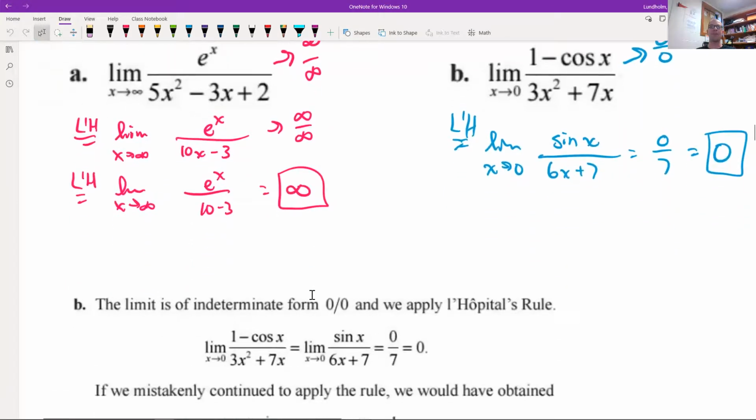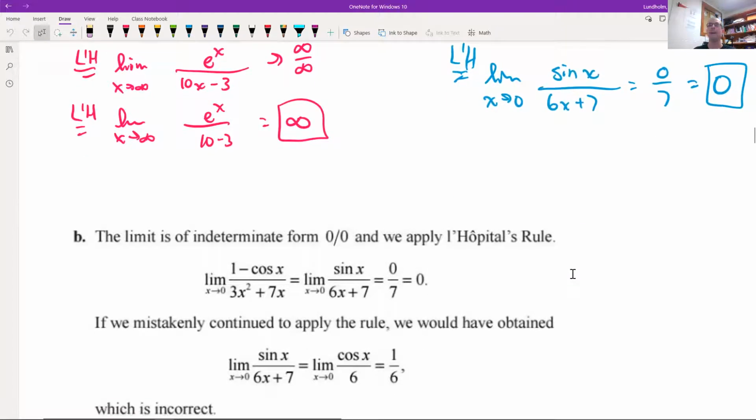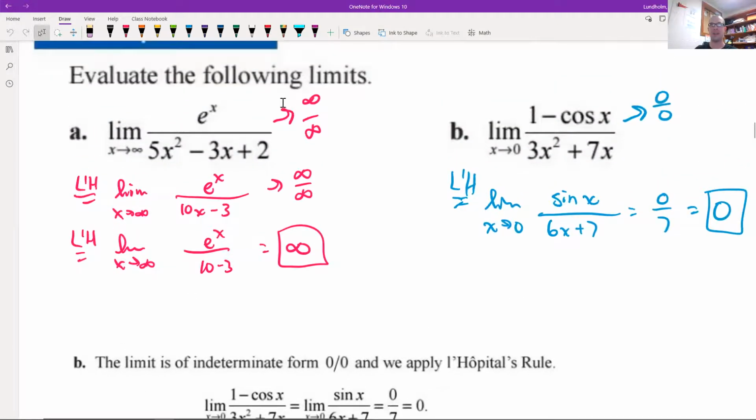There's something funny that can happen if you didn't realize that you were supposed to stop here and get 0 for a limit. If you were to apply L'Hopital's rule another time, feeling like, well, the top's 0 and the bottom's maybe 0, I don't know. You can only apply L'Hopital's rule when you're in an indeterminate form situation. If you applied it again, you would get cosine over 6, and then when you plugged in x equals 0, you would think that 1/6 is the answer. But you were already supposed to have stopped. You can only apply L'Hopital's rule when you're in an indeterminate form situation.